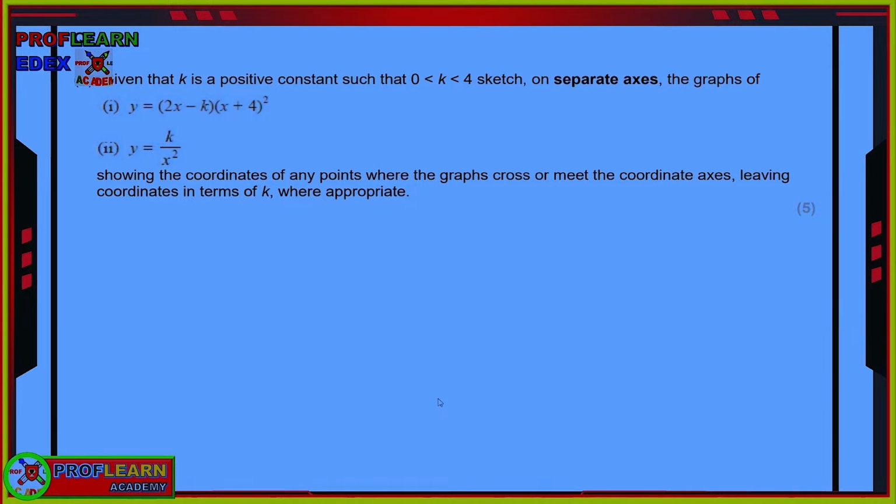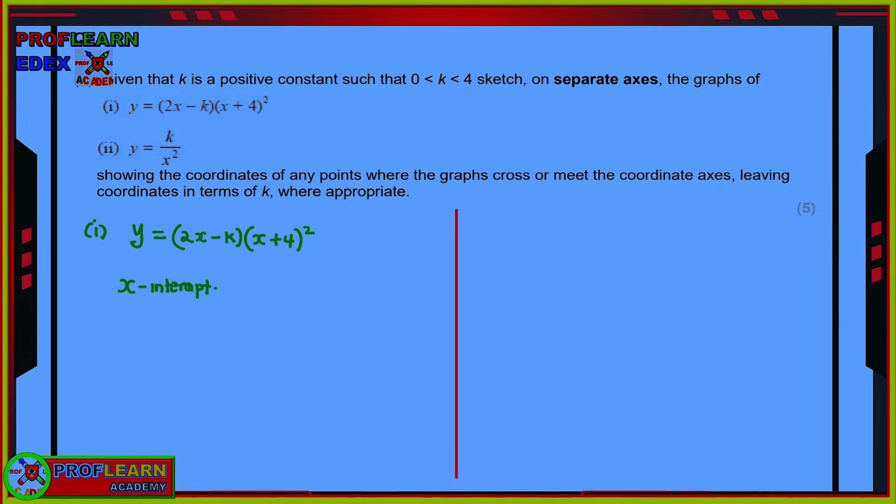Given that k is a positive constant such that k is between 0 and 4, sketch on separate axes the graph of y = (2x - k)(x + 4)^2. Now this is a cubic function, and whenever you have a square on the bracket here, it means at x equal to negative 4 we have repeated roots, and the graph there is not going to emerge out of the axis.